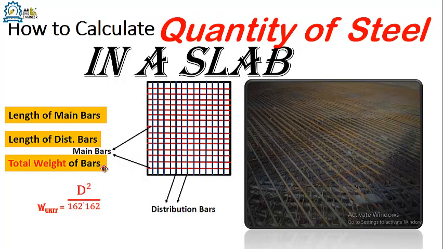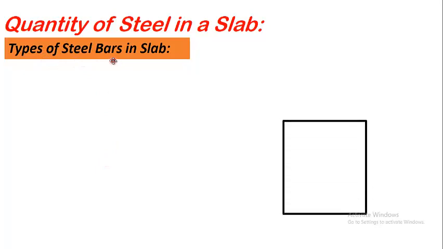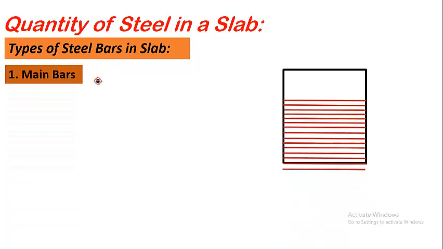Let's get started. Before we start our calculation, we need to know the types of steel bars in a slab. Now there are two types of bars in a slab. Number one is main bars.